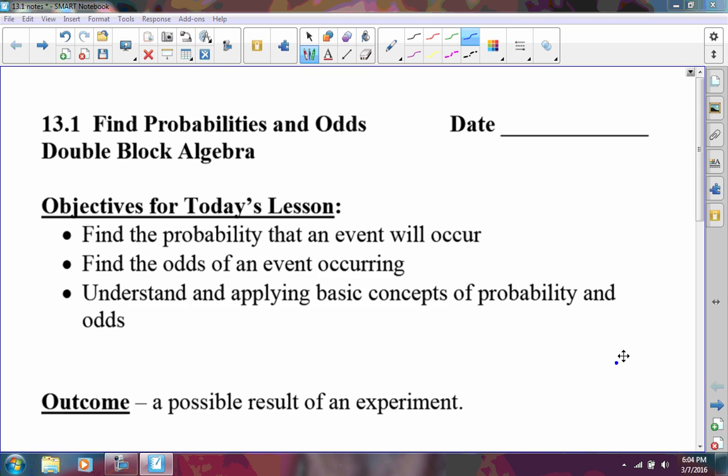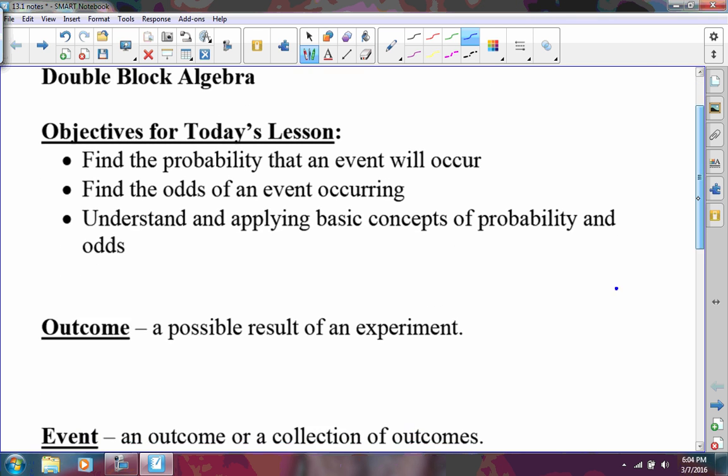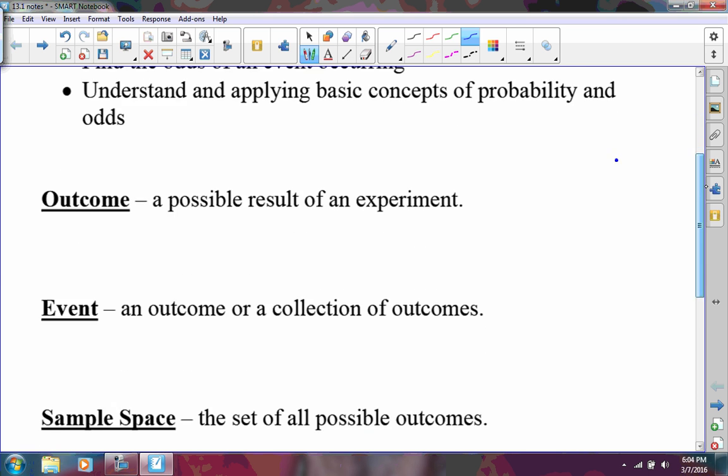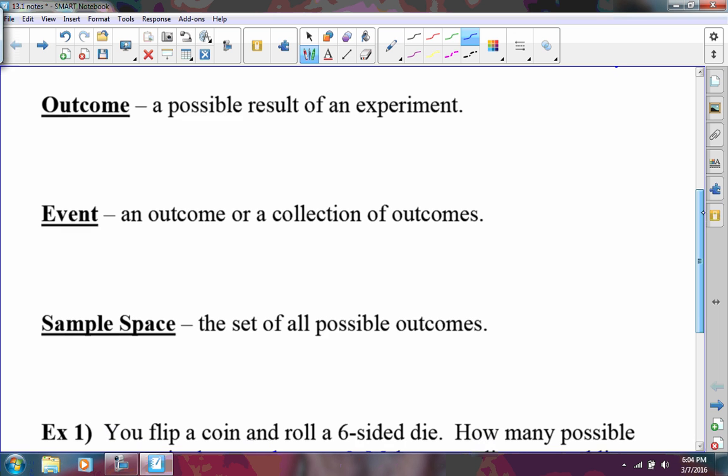And today we're going to talk about how we can find the probability that an event will occur. We're also going to talk about the odds of an event occurring. And then we're going to understand and apply the basic concepts of probability and odds. Now we have to talk about some vocabulary before we get into our actual examples.